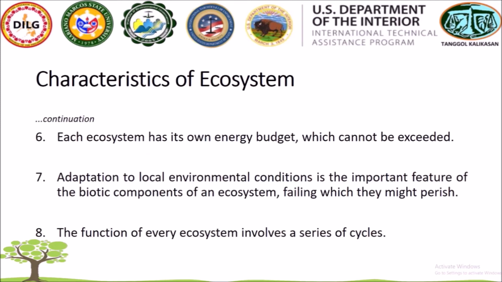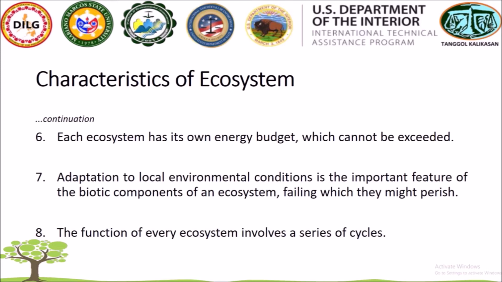Another characteristic of an ecosystem is that each ecosystem has its own energy budget, which cannot be exceeded. An energy budget describes the ways in which energy is transformed from one state to another within the system. This focuses on the use and transformations of energy in the biosphere or its components.